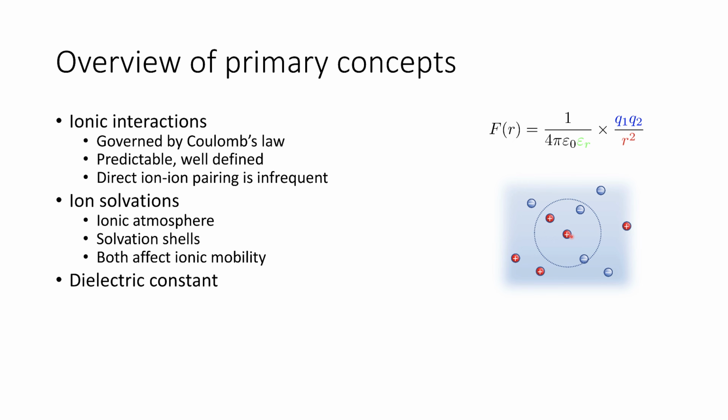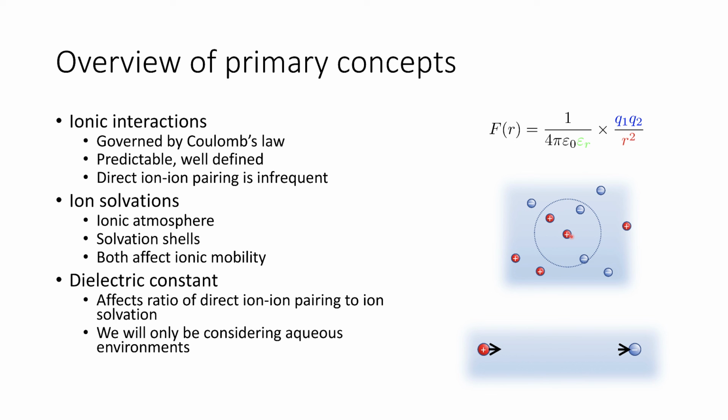And finally, the dielectric constant, which affects the ratio of the direct ion-ion pairing to ion solvation. In the context of this course, we'll only be considering aqueous environments. However, we can do electrochemistry anywhere that we have a solution. So other solvents can be considered as well. So it's worth bearing in mind the effect that all of these have.